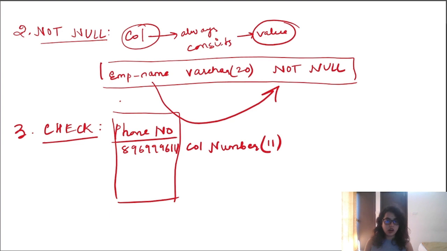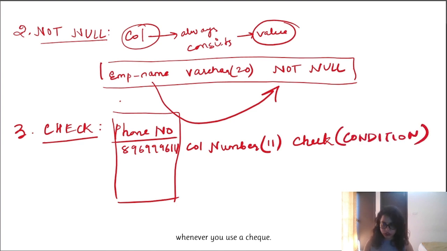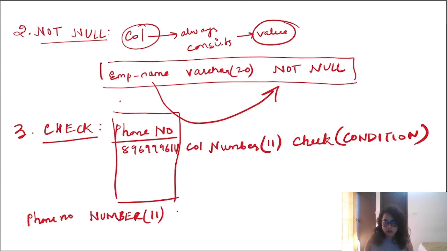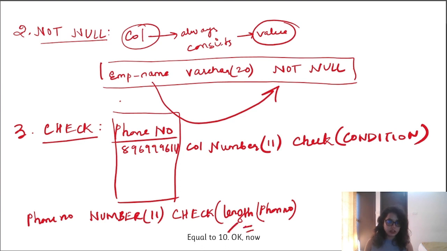And my constraint is check. Now when you use a check constraint, there is always a parameter which is a condition. You always have to give a condition whenever you use a check constraint. So in our case, what is the condition? That the phone number column, which is of number data type, its length should be less than or equal to 10.